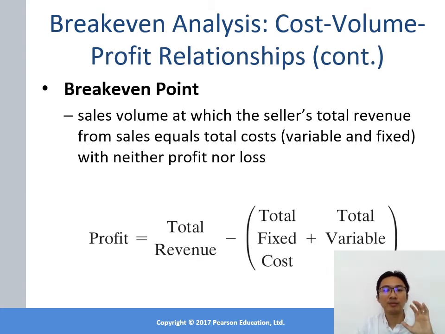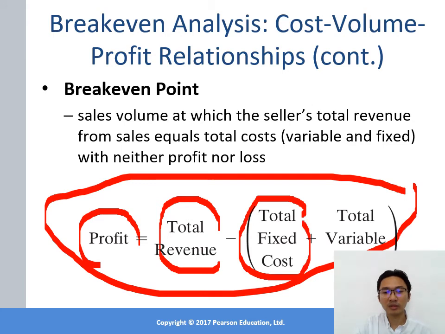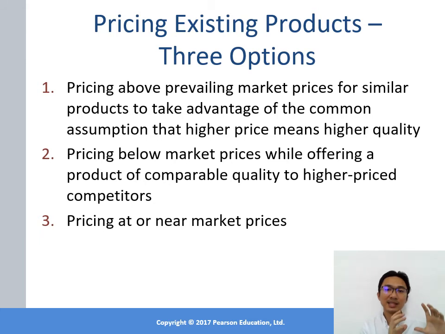Let's take a look at the break-even point. By doing a break-even analysis, we can clearly know how many units of products we need to sell to cover all our variable and also our fixed costs. When we achieve the break-even point, we don't make any profit, but we are also not making any losses. So we have the formula here for the break-even point, which is profit equals total revenue minus total fixed cost and also total variable cost.